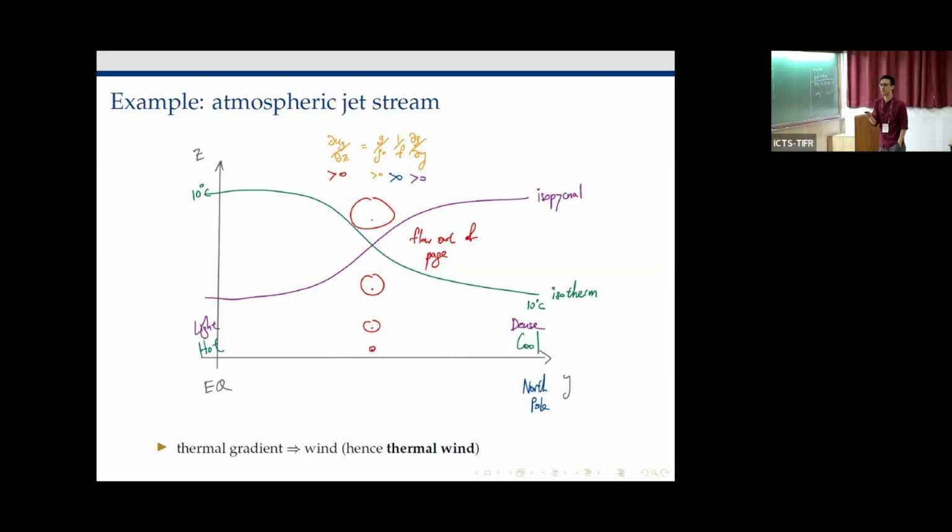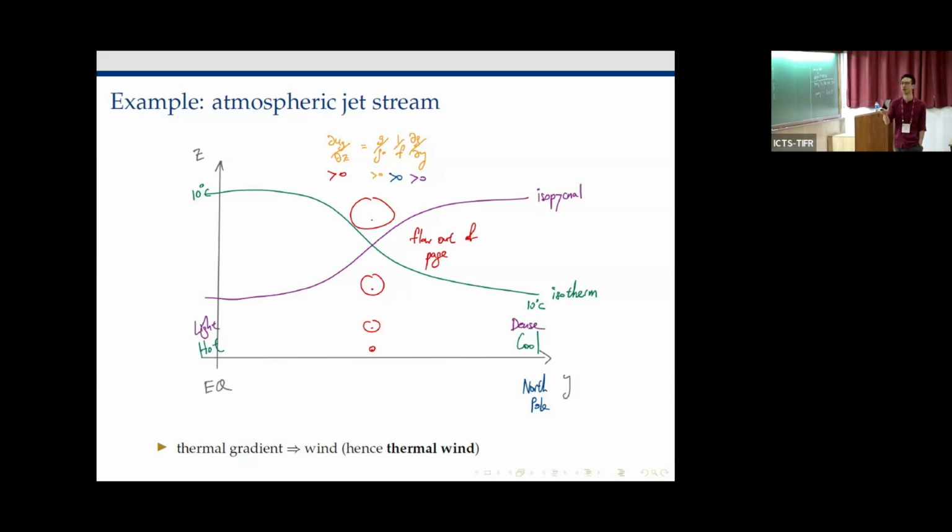One pictorial example would be, let me give you a quick illustration of the thermal wind shear relation. I'm going to take the atmospheric jet stream as an example. I'm in the northern hemisphere, y increasing is going towards the pole. If you go up in altitude, you cool. If you go towards the pole, you cool. From that, if you take some data, you can infer that the isotherm has to bend down towards the pole. In the atmosphere, the density is inversely proportional to your temperature, so your isopycnal has to bend up.